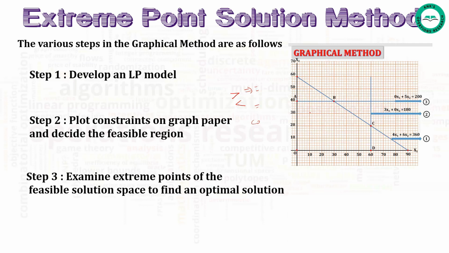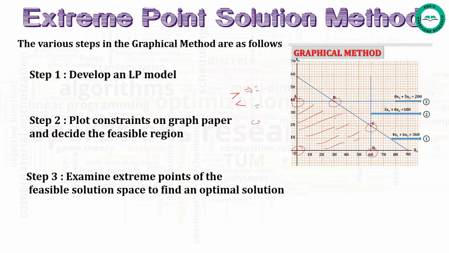Next, step 3. Now, examine the extreme points of the feasible solution space to find the optimal solution. The first step is to determine the coordinates of each extreme point of the feasible solution space. Here A is one of the extreme points, B is one, C is one, D is one, and O is an extreme point. The area lying between these coordinates is called the feasible region, and here x1, x2 will be satisfied.